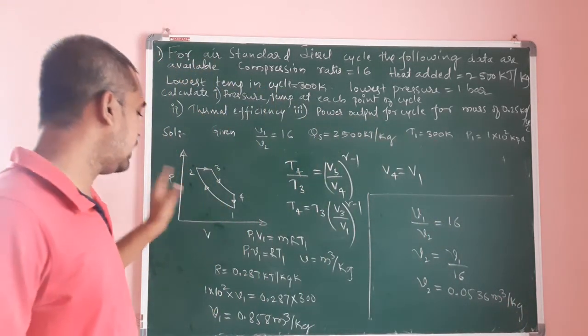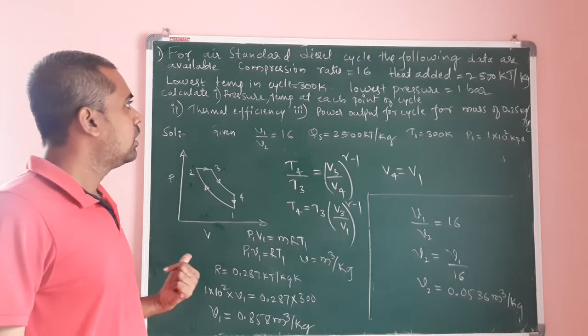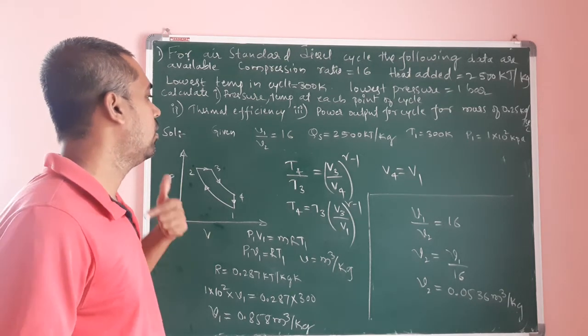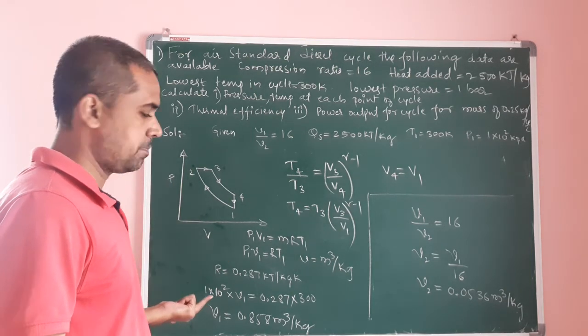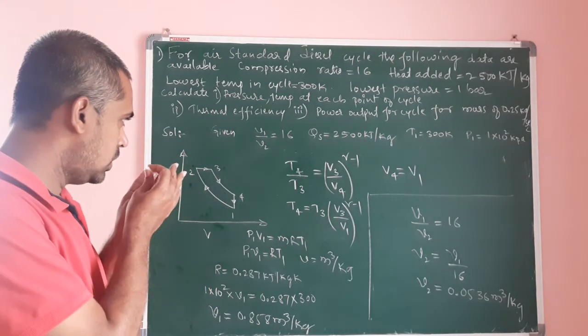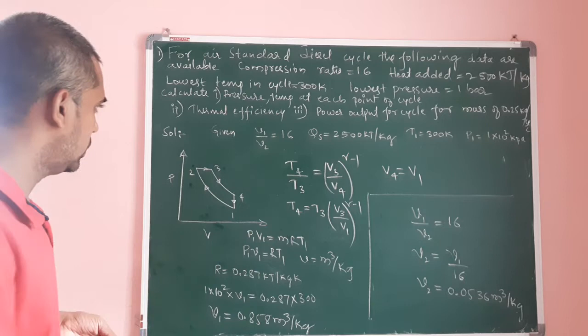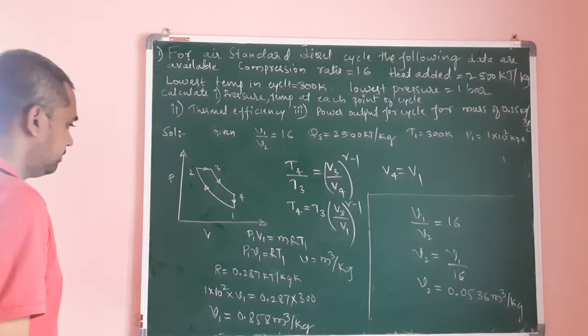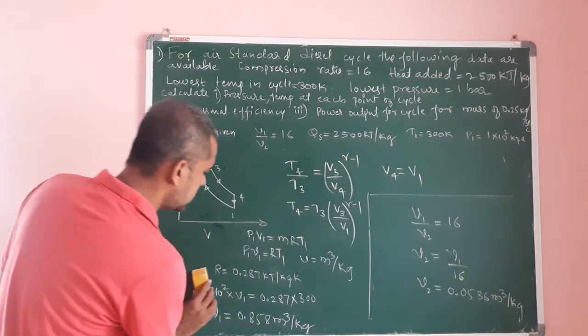Once you calculate v1 and v2, then we can calculate v3 for the process 2 to 3. I will rub this.